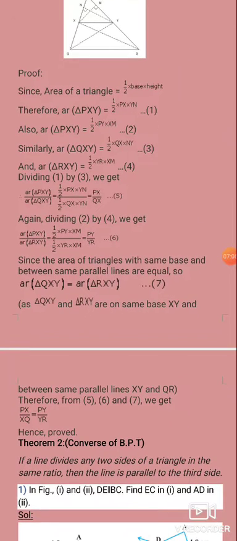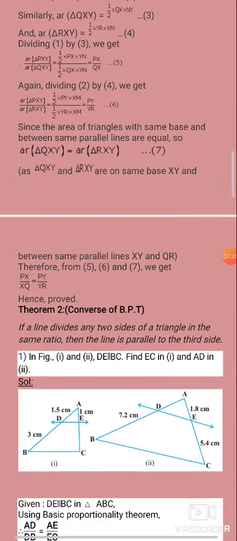Now it's the converse of that theorem. Learn its statement by heart; there is no need to consider the proof. If a line divides any two sides of a triangle in the same ratio, then the line is parallel to the third side. So it is the converse of the BPT. Now listen to the problems.